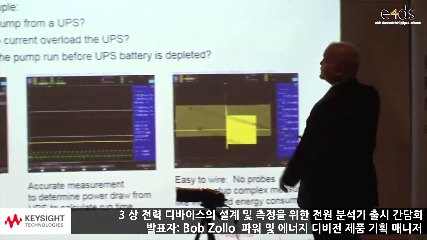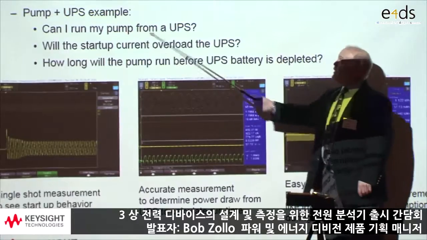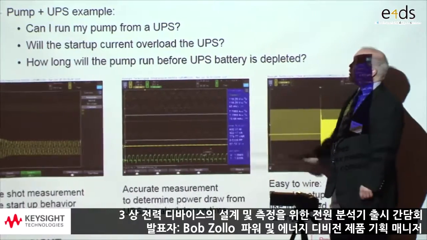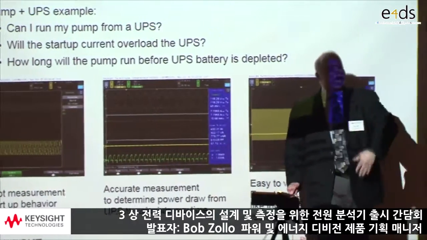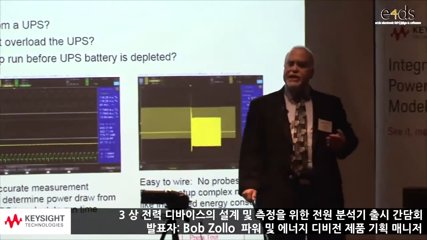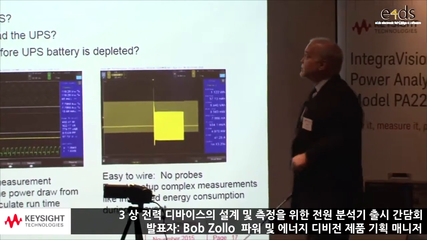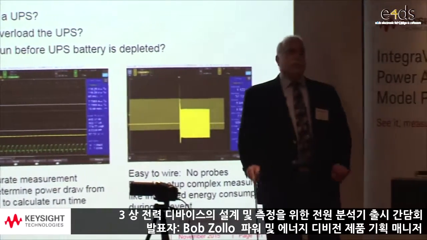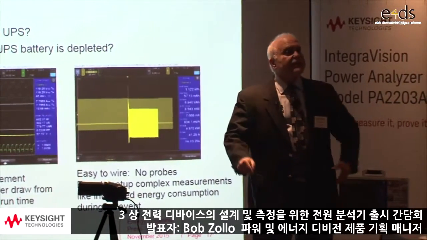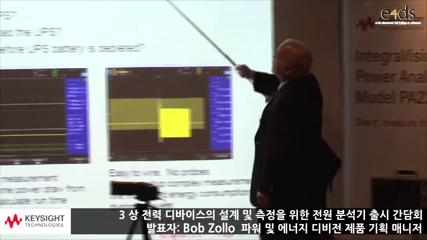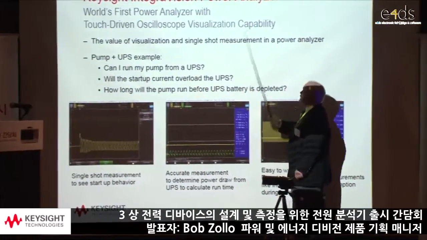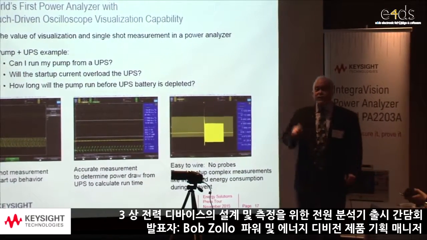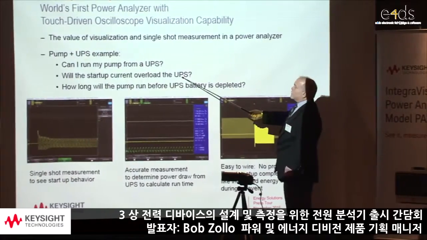So the questions to ask would be, can this pump run from a UPS, an uninterruptible power supply, a battery backup like you'd have on a computer? Pumps, when they first start up, tend to have a large surge of current. Will that current damage the UPS? It's another question that needs to be answered. And the last question is, how long will the pump run before the battery is depleted? Because what's the point of having a battery backup on the pump if it doesn't last? So with the IntegraVision Power Analyzer, with oscilloscope visualization capability, we can very quickly and very easily answer these three questions.